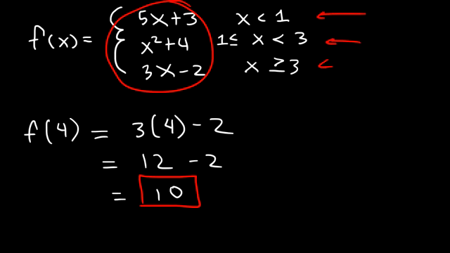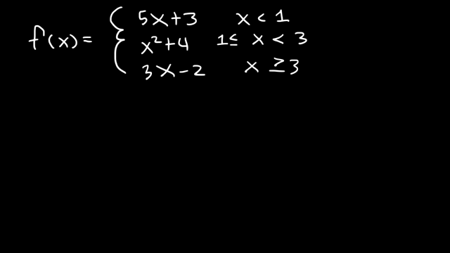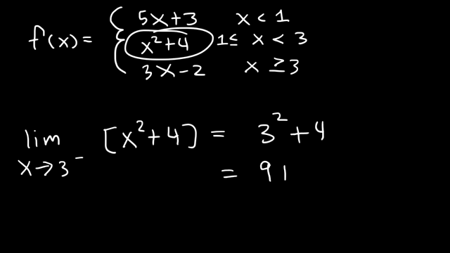So for instance, what is the limit as x approaches 3 from the left side? So that's less than 3, which means we need to use that portion of the function. So we just got to replace x with 3, and this is going to be 9 plus 4, which is 13. So that's how you can evaluate limits using piecewise functions.